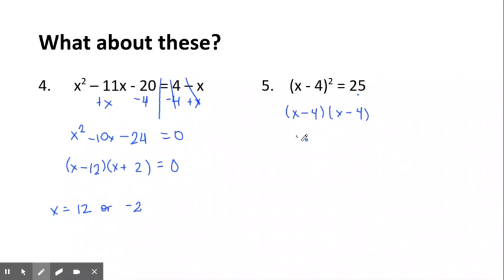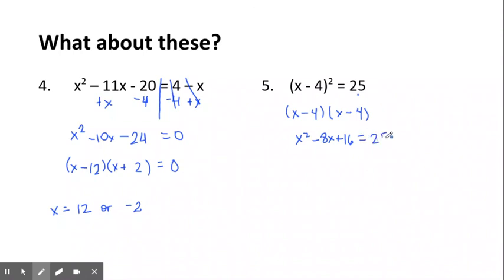Once you do all of that, you are left with x squared minus 8x, and then negative 4 times negative 4, which gives you 16. You would get negative 4x, which combine to give you negative 8x. So we get all of that equal to 25.